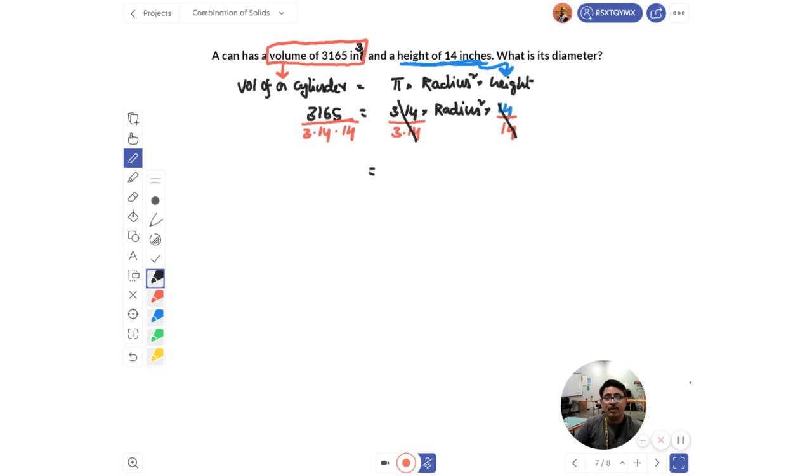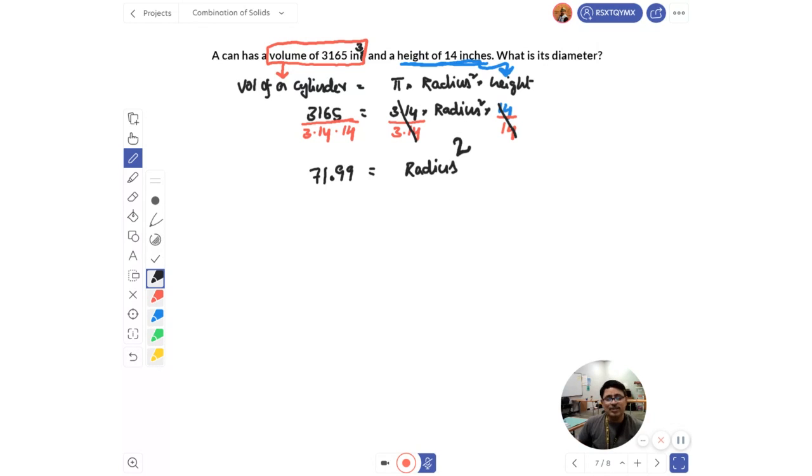Therefore, please be careful. There are high chances of forgetting to write the exponent square. You may write radius, but it is not radius square. Okay, so let me make use of calculator. 3165 divided by 3.14, and also that is to be divided by 14. The result is 71.99.